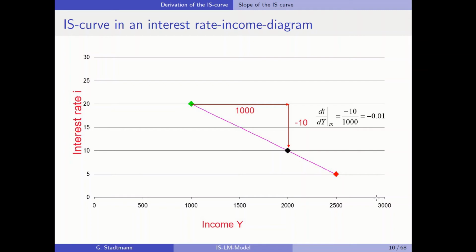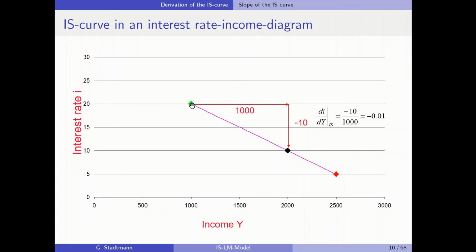What about the slope of this curve? The slope of this curve is equal to minus 0.01. You can get that when you go 1000 steps to the right, the curve goes 10 steps downwards. So the relationship is di is equal to minus 10, the change in the interest rate, and the change in income is equal to 1000, like from 1000 to 2000 here. So dy is equal to 1000, and this ratio gives us the slope of the IS curve.